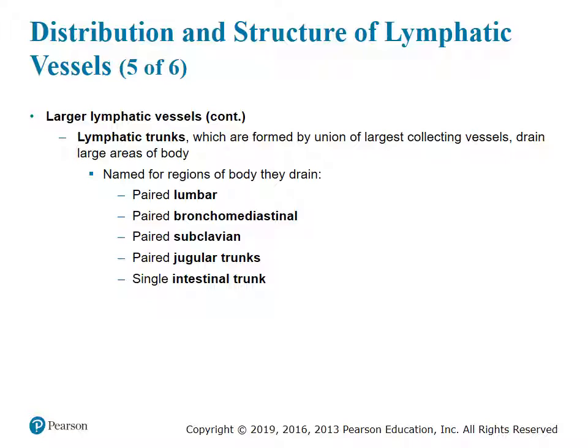Most of which you can figure out if you already know your regional terms, like lumbar, right? Kind of over by your hips, area, pelvis. Bronchomediastinal, that's kind of where the bronchus is, which is the respiratory area, chest area. Subclavian stands for subclavian artery or vein. That's where that's at. The jugular trunk, that's the neck. Intestinal trunk, that's where the intestine is.